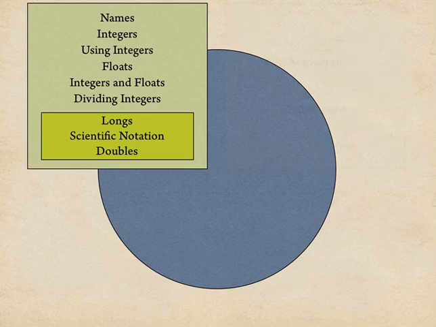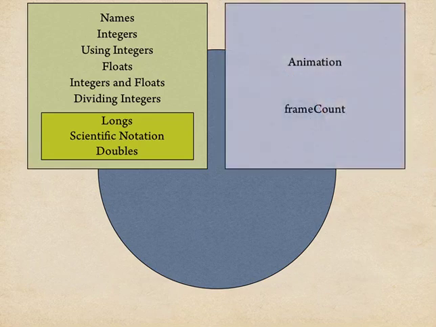Then we discussed the basics of animation and how Processing uses a kind of master clock called frameCount, an integer that tells us how many frames have been drawn so far. By tracking frameCount, we can change how things look on the screen, creating animation.